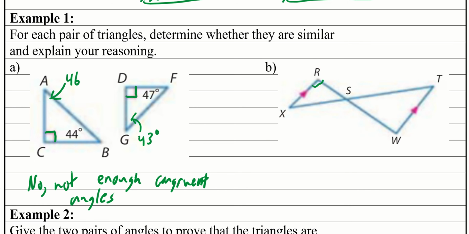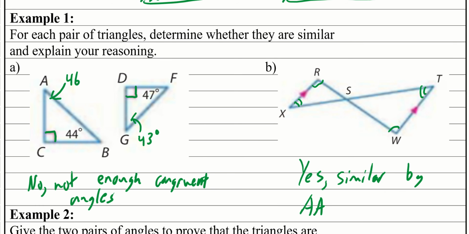So in this case, I know angle R would be congruent to angle W, because those are alternate interior angles, and then I also see angle X would be congruent to angle T as well for that exact same reason. So since this is the case, I do have two pairs of angles that are congruent, so I can say yes, these are similar by the angle-angle theorem.